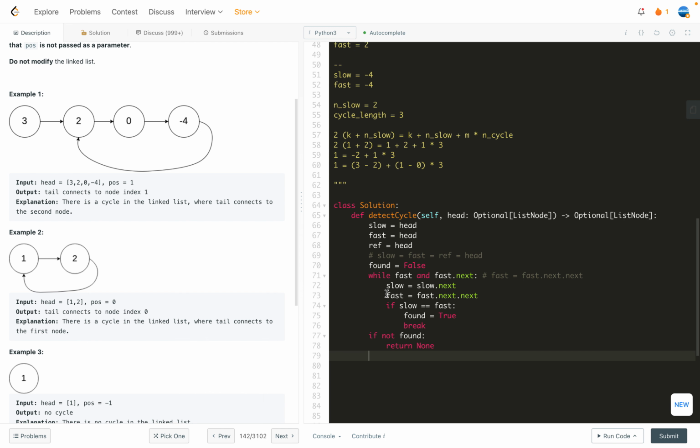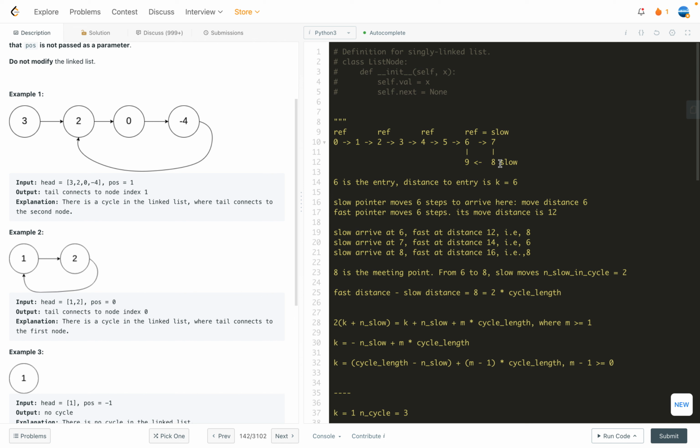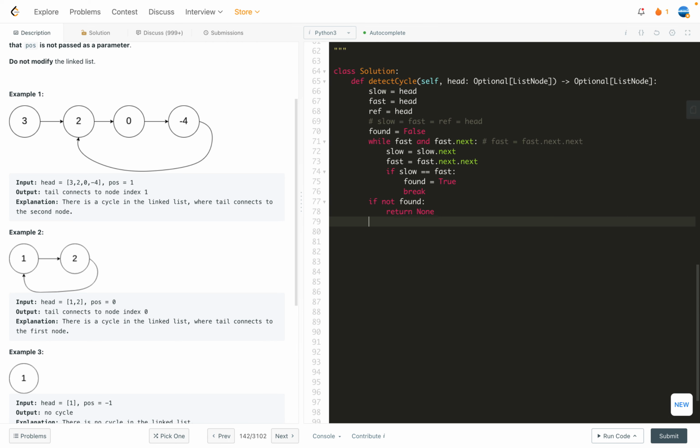Otherwise, in this example, slow and fast meet at the 8 here. Then we start moving ref, or the head, and slow at the same time, and each time we move both pointers one step forward. So the logic is: while ref does not equal slow, we do ref equals ref.next, and slow equals slow.next. As we explained, these two must meet. So we just need to return either slow or ref. Let's return ref. So this is the logic.